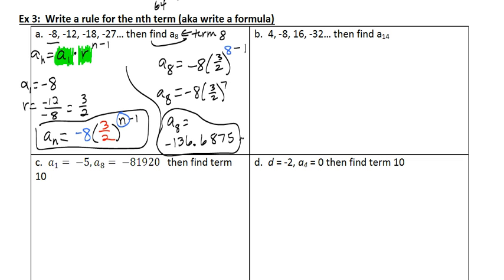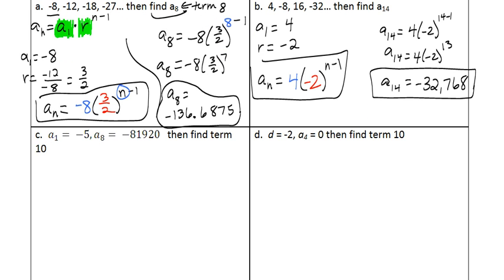Please pause the video and see if you can do part B on your own right now. So identify what A1 is, identify what R is, and then plug them into the formula, then see if you can find term 14. Pause the video, try it, and when you unpause, I'll have the answer showing. All right, there's our answer for part B.